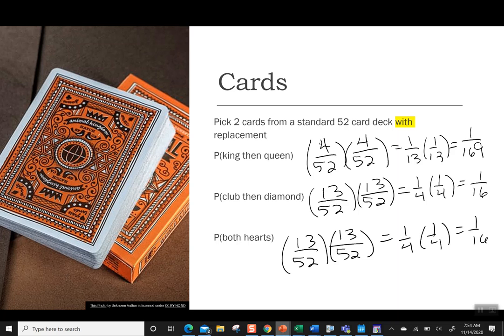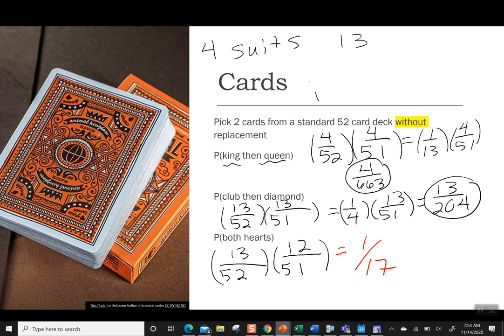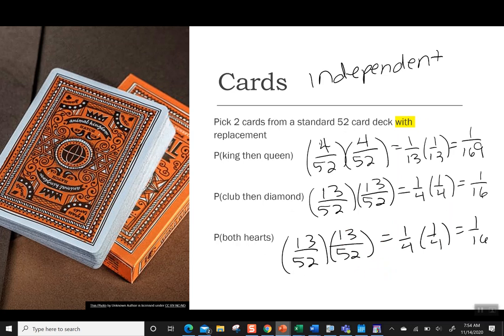So what do we find here? That these are independent events if I replace the card in the deck, versus these are dependent events if I hold on to the card. So we're just looking for, does that make a difference, or is it the same? Right? So we're looking for independent versus dependent.